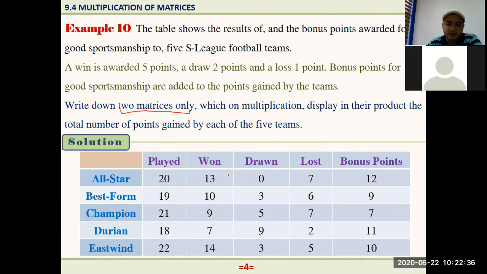We have nothing to do with this. Now, for each win, how many points are awarded? 5, right? So 5 times 13. For example, if I want to calculate this for All-Star, let's say A, how do you write this?